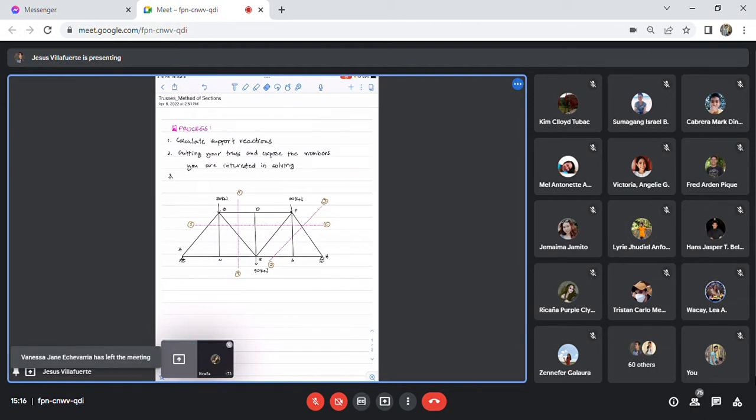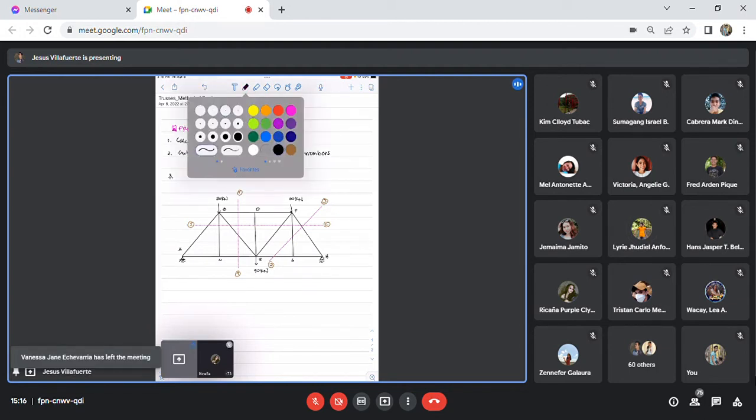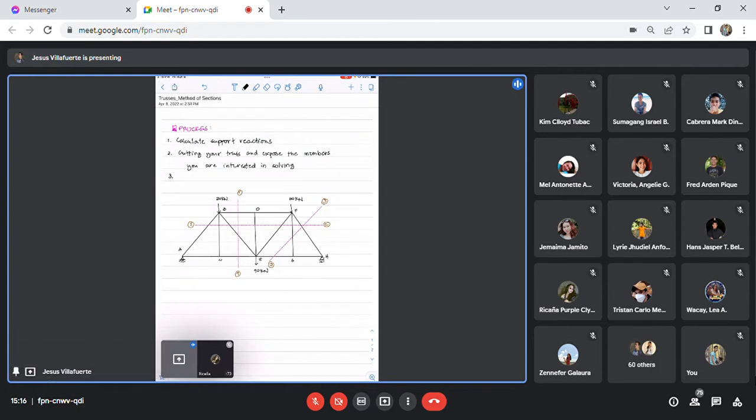So the third step here is to what? Draw your free body diagram.